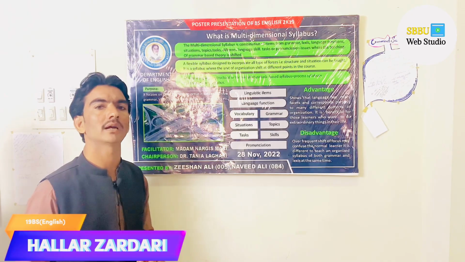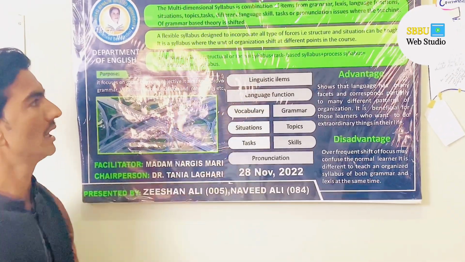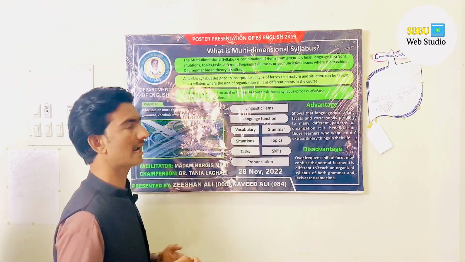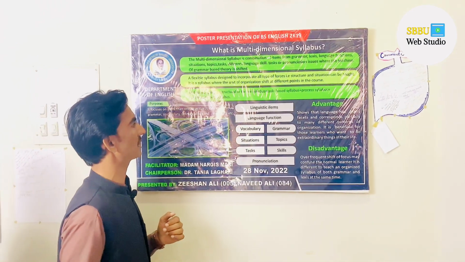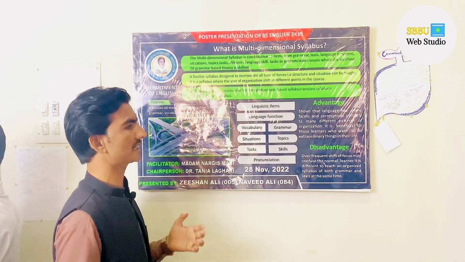My name is Halar. I am a student of the English 19 batch. What is a multidimensional syllabus? This topic was explained by Zishan Ali. My topic is to explain the purpose. It says its objective is more than one: it aims at improving grammar, vocabulary, pronunciation and other skills.